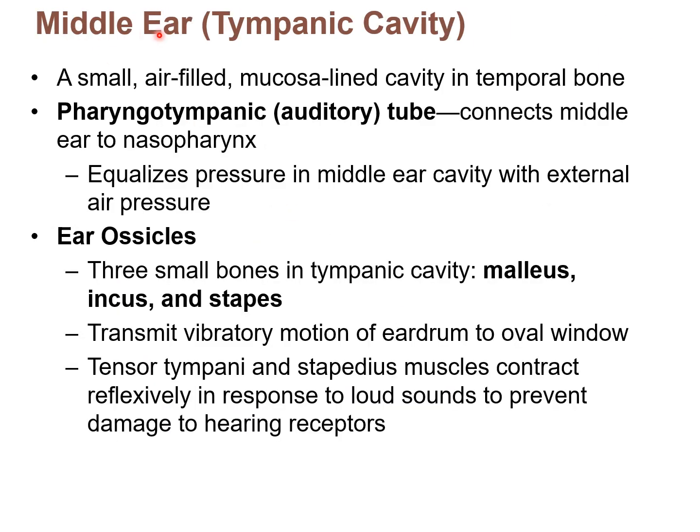Now we're in the middle ear. Could be called the tympanic cavity. We'll call it the middle ear. And we can see the players involved here, the pharyngotympanic tube or auditory tube. There's three ossicles, which are small bones, malleus, incus, and stapes. So we're going to explain these structures and their functions on the next slide where we have a picture.